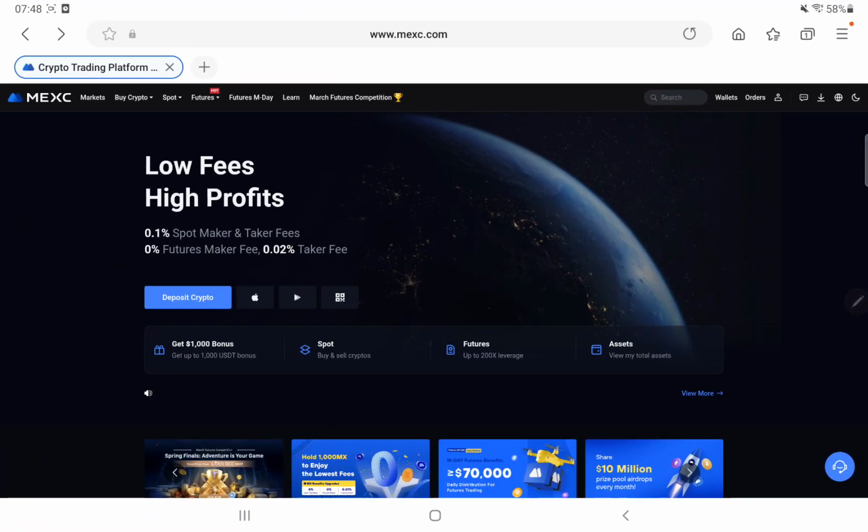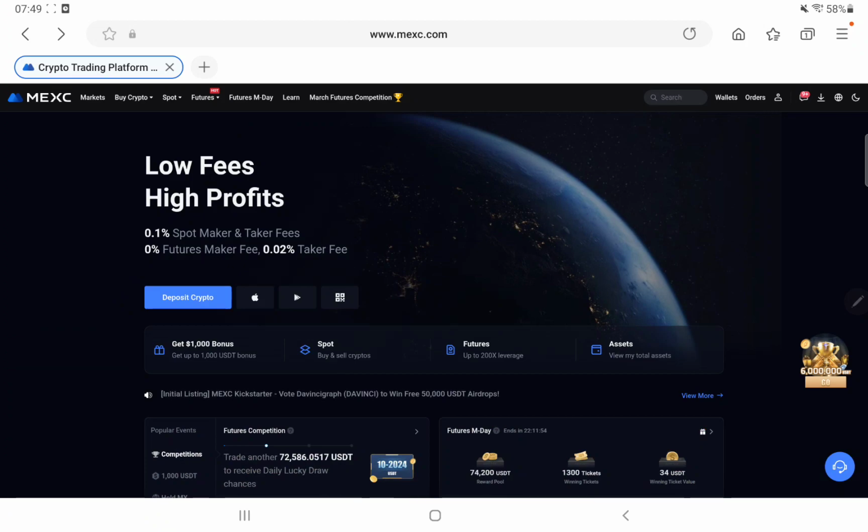Right, so we're here now. You can have different sorts of ways to trade. So if we go over to the futures section at the top, if it will load. I'll have to refresh.